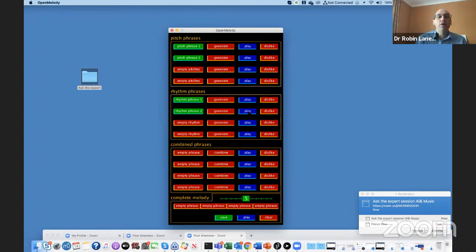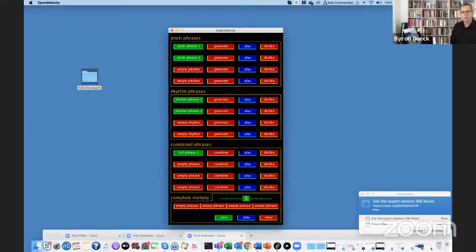Now I want to build those into phrases. So if I take pitch phrase 1 and select that, and take rhythm phrase 1 and select that, I can combine them. Now what I want to do is play the combination. Okay, maybe not perfect, but I think that's interesting.